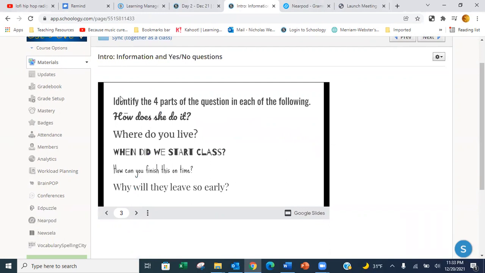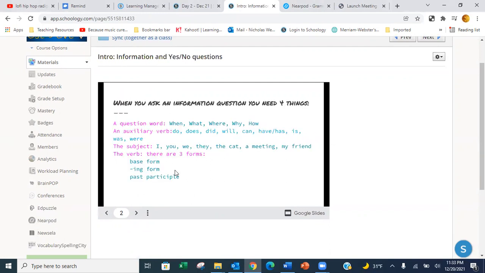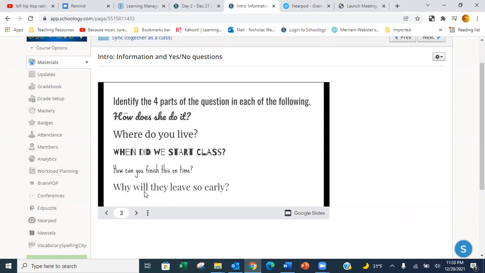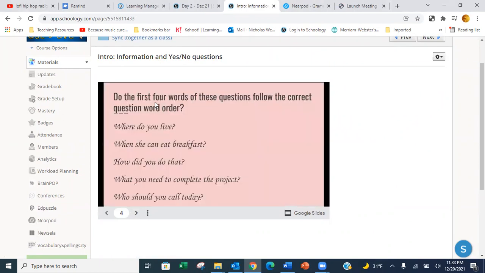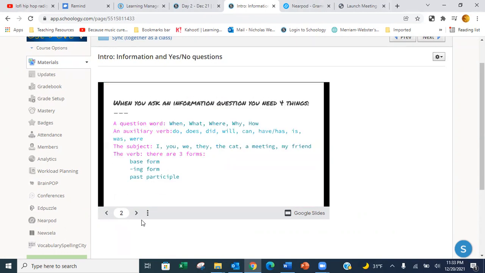So slide 3, you need to identify the 4 parts of each question. Based on the information in slide 2, here are the 4 parts. Here you have to decide what are the 4 parts for each of these questions. Slide 4, you decide, are these in the right order? Where do you live? Are those words in the right order? Come to slide 2 for help.